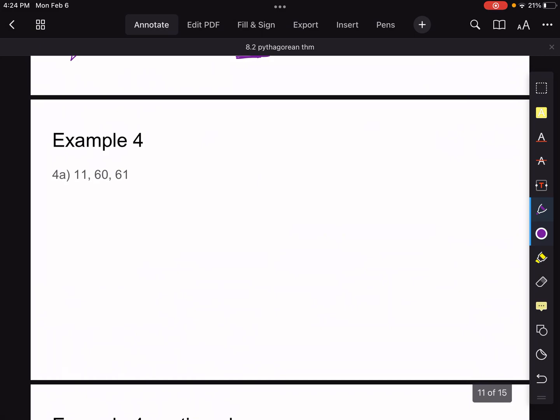Here on this one, notice this is going to be the c value, right? So I'm going to test 11 squared plus 60 squared. I'm going to see how it compares to 61 squared. 11 squared is 121, so I know that one by heart, but the other ones may be a little challenging. Well, maybe not for 60. 60 times 60 is 3,600. Okay, and then 61 times 61, or 61 squared, is 3,721.